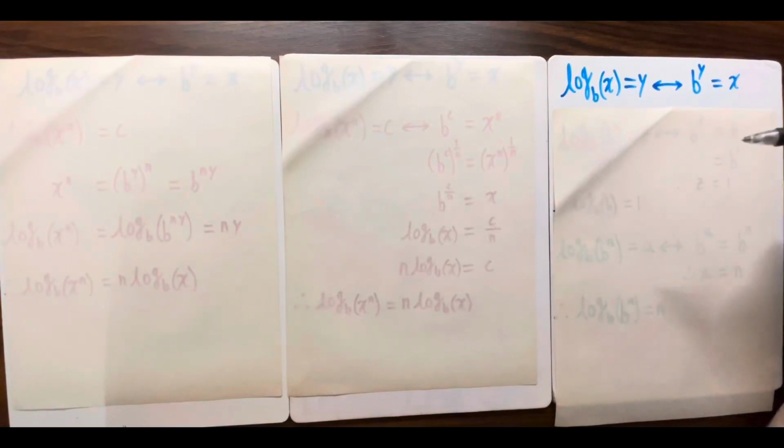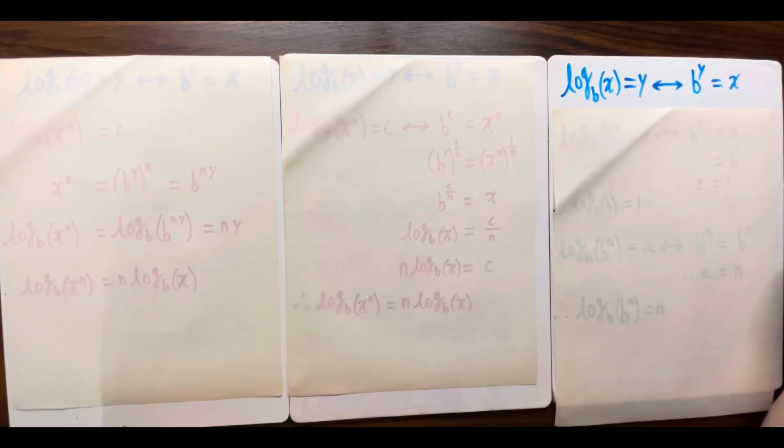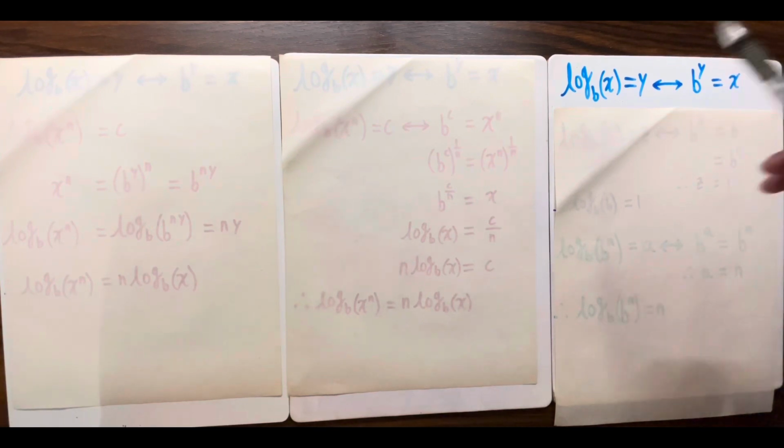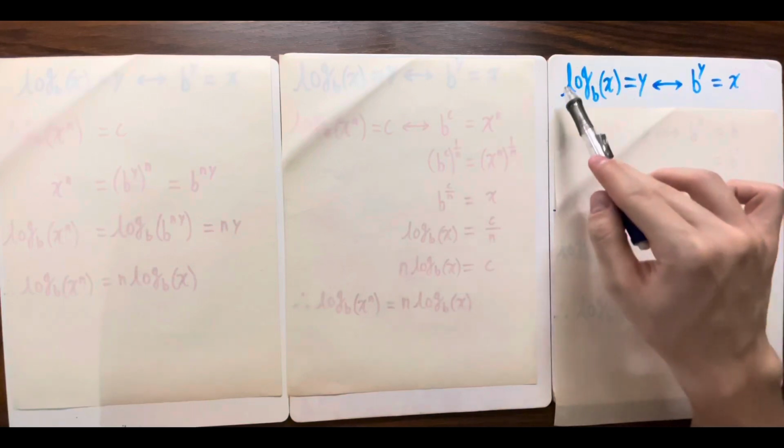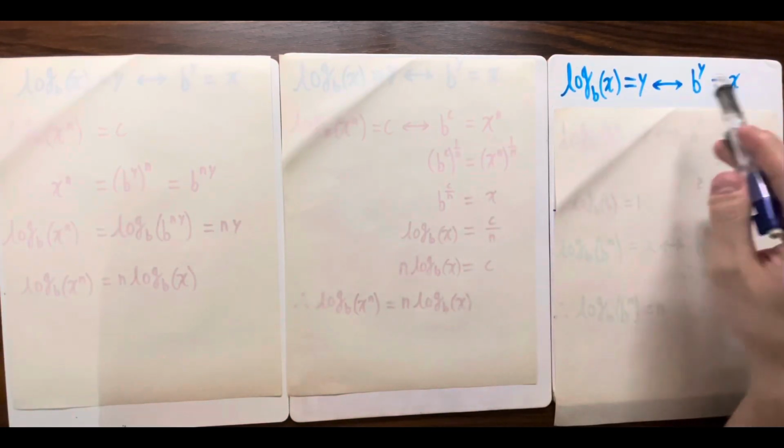A logarithm consists of a base, some input, and it's equal to some number. This is called a logarithmic function, and it's directly related to an exponential function. So essentially, the entire log is the exponent, and can be represented like this.